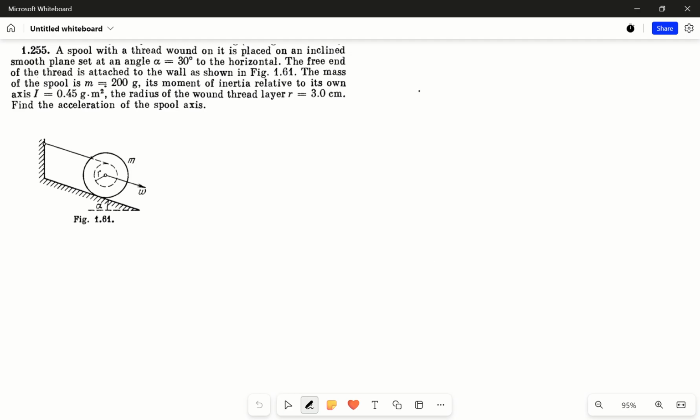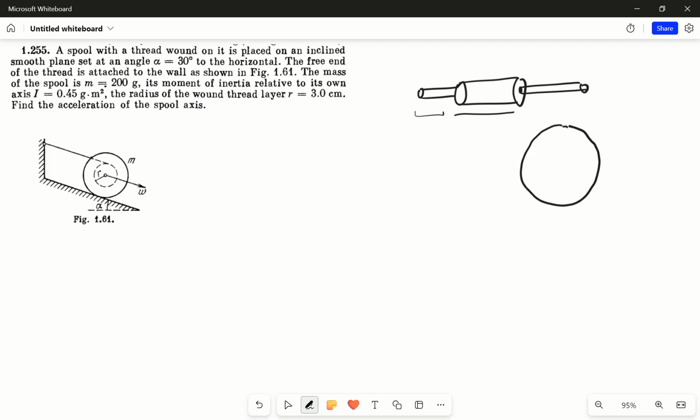So first of all, what is a spool? A spool is an object something like this. It is cylindrical in between and on its two ends, with the radius greater in between and lesser on the sides. So when we see it from its cross section, then we will see something like this. This radius would be capital R, and this would be small r, right? And we are given that small r equal to 3 centimeter.